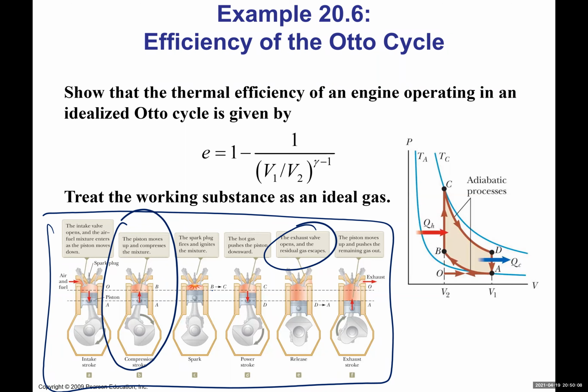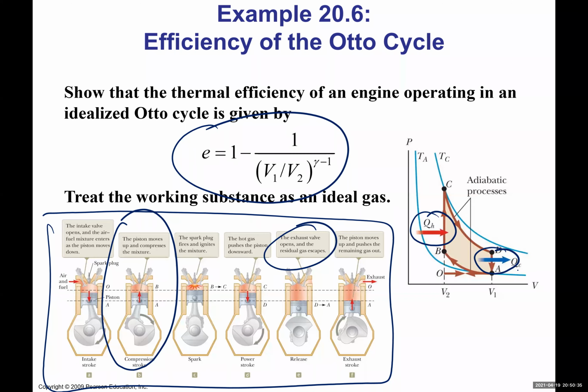Okay, so that's what we have here, and we can end up deriving it. I have an example here. I'm going to derive this efficiency equation for you, and this is basically a process that takes in heat during one of the isochoric or isovolumetric processes, and dumps heat during the other constant volume process.